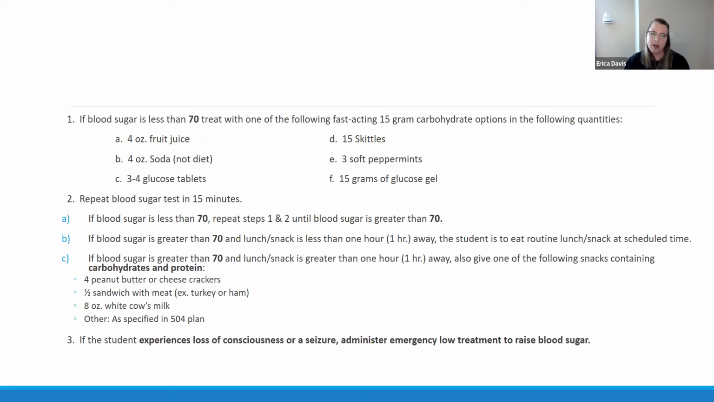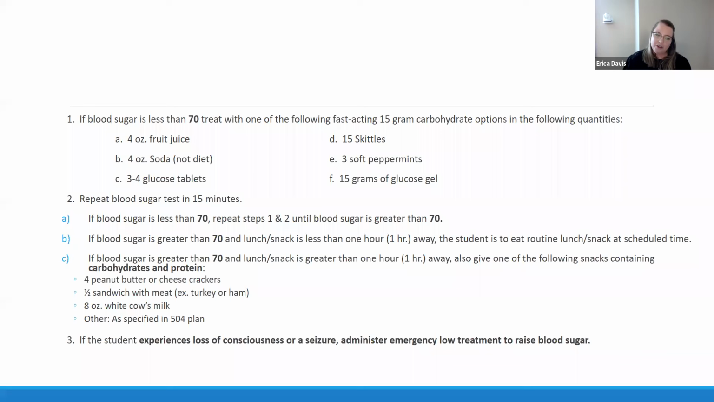So we do notice in bullet point 2 and C, if the blood sugar is greater than 70 and lunch or snack is greater than an hour away, they're going to need a snack with some carbohydrates and protein in it. So 15 grams. So there are a few things listed there. So that again is going to need to be communicated with the family as to who's responsible for both these low blood sugar treatments as well as these snacks to continue the rule of 15 in the case that we need to utilize this for the child. And we will need to utilize this. So definitely that great communication.